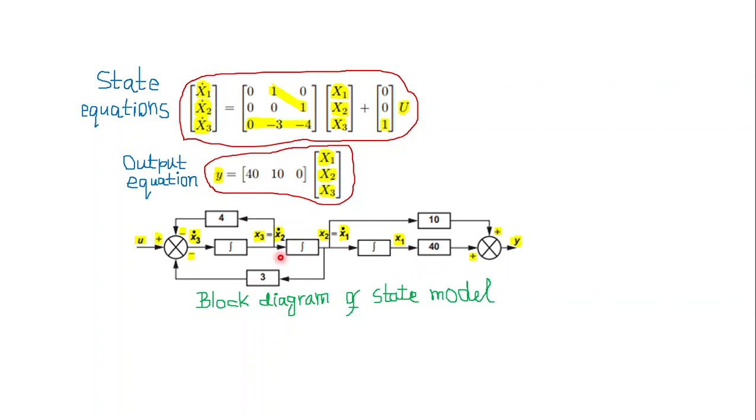So the block diagram of the state model is given like this. We know how to draw this. We have u, x3 dot, x3, x2, x1, then output. First we write for x3 dot. There is no x1 term, only x2 and x3. From x3 there is a term minus 4, then from x2 you have minus 3, added to u. Integrated, it is x3. On integration, x2, and on integration, x1. We need output 40 x1 plus 10 x2. So from x1, 40, from x2, 10, added to give y.